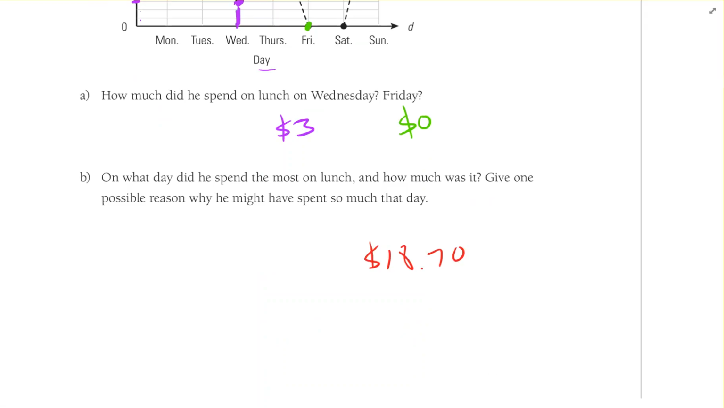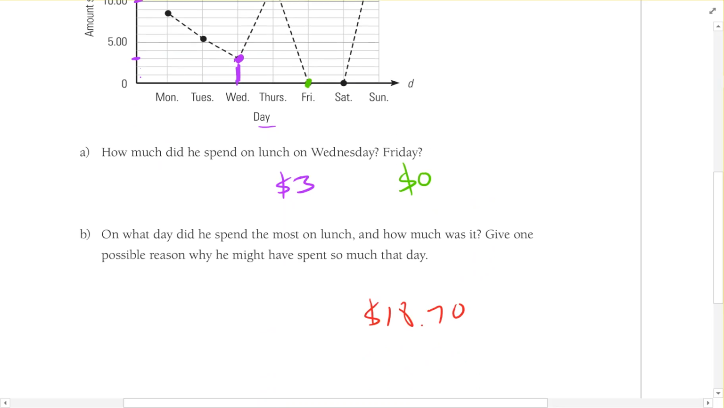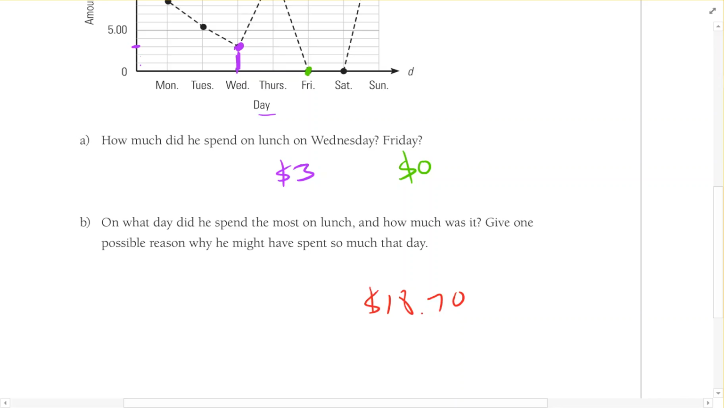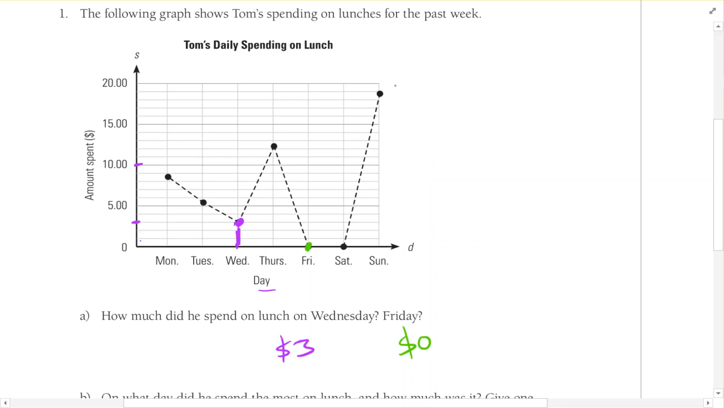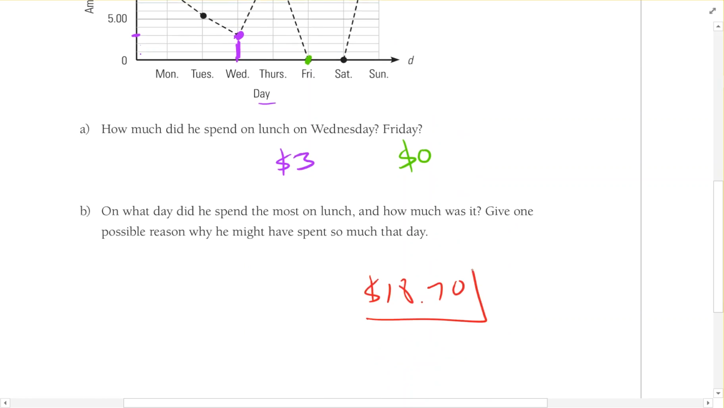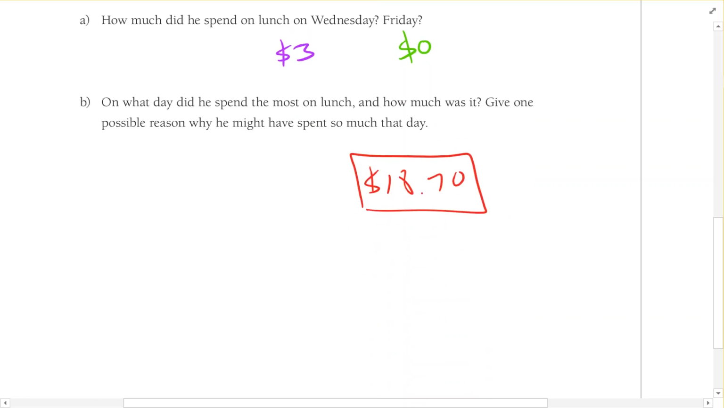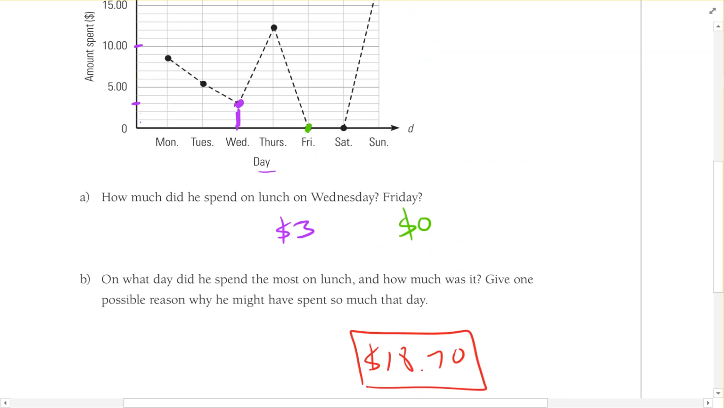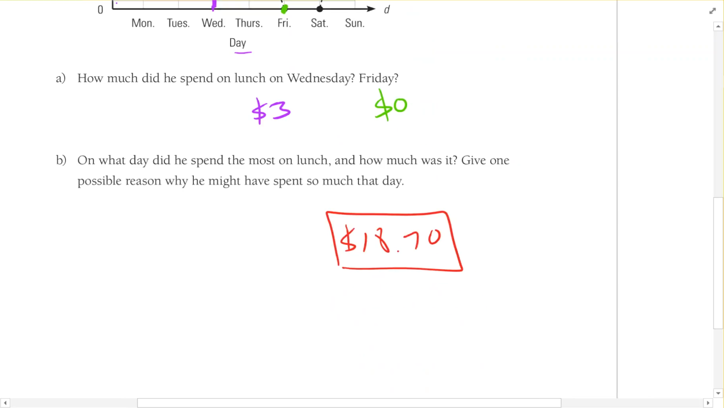Give one reason why he might have spent so much that day. That's really going to be up to you. It could be anything, so don't overthink this one. On Sunday, maybe he went somewhere different, somewhere where meals ended up costing quite a bit, like $18.70. That'd be quite an expensive meal. So maybe he went to, I don't know, not the Keg, that wouldn't do it, but somewhere more expensive than McDonald's or something like that. Okay.